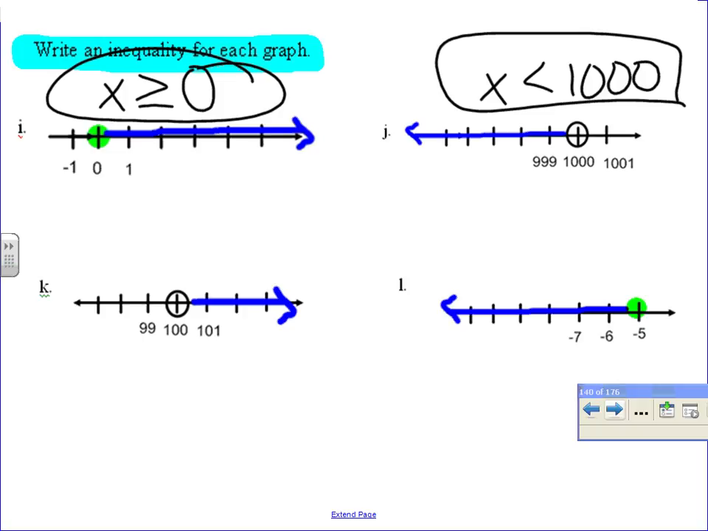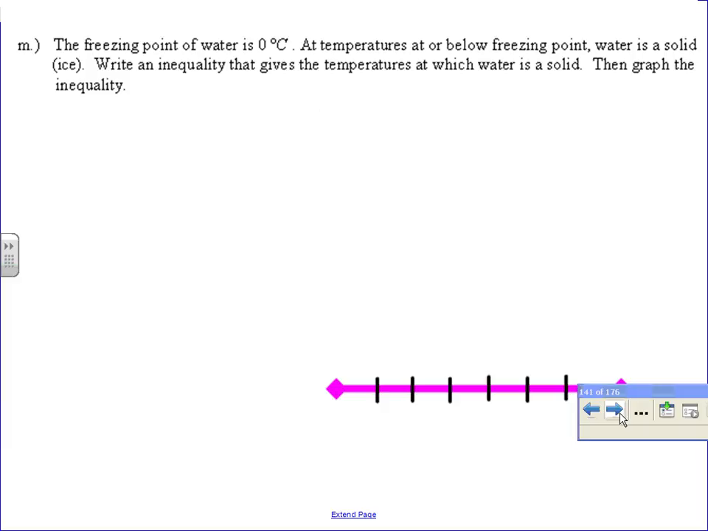Okay, so let's take a look at letter M. Does anyone feel like reading that for us? Go ahead, Adam. Water is 0 degrees Celsius. At temperatures at or below freezing point, water is solid. Write an inequality that gives the temperatures at which water is solid, then graph the inequality. Good job. So we need an inequality that represents when water is solid, basically when it's frozen.